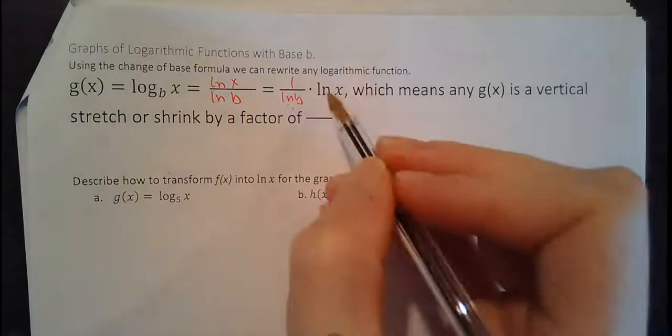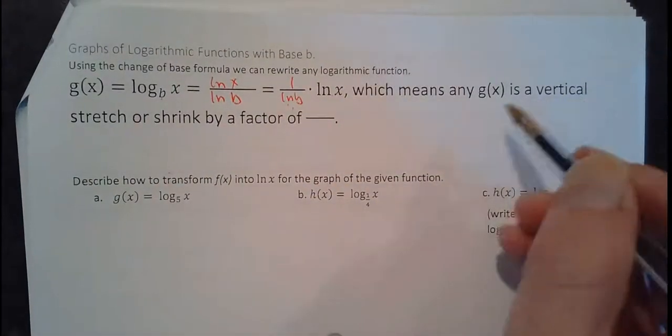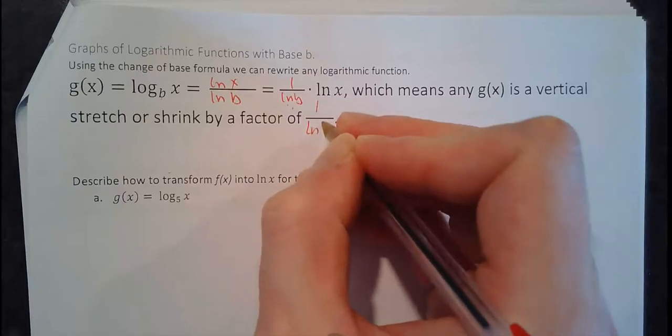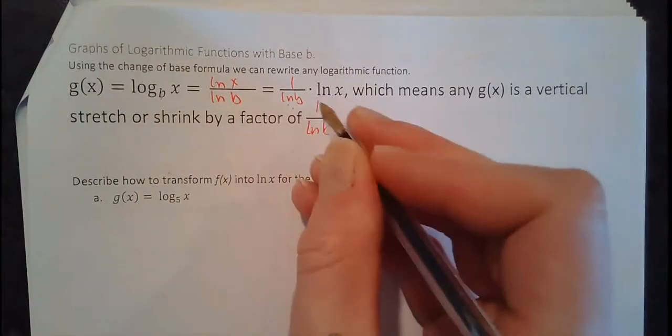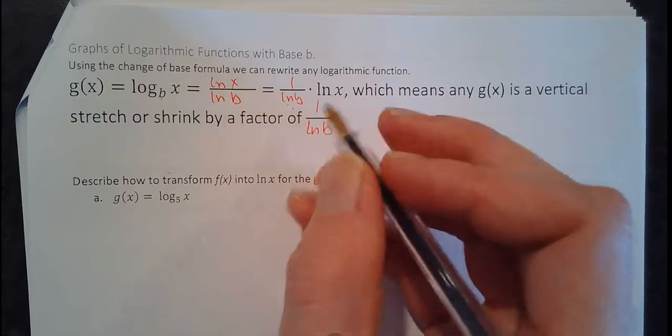And anytime you multiply the whole function by a number, it's a vertical stretch or a shrink by the factor of 1 over natural log of b. So you're just changing it vertically. You're stretching it or shrinking it. If you divide and get a number larger than 1, it's a stretch. If it's less than 1, then it's a shrink.